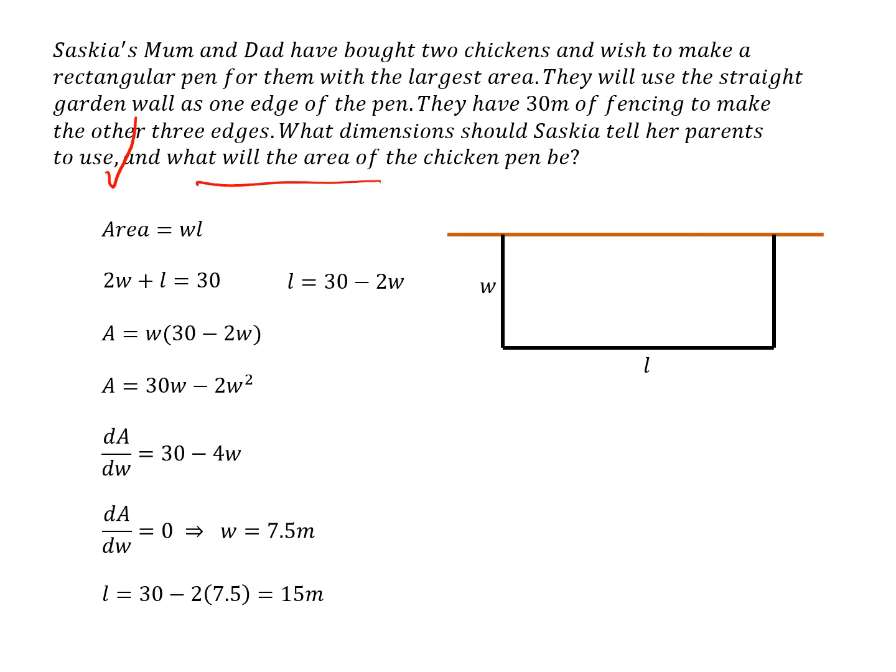What will the area of the chicken pen be? Well, the area is the width times the length, so the area is 112.5 square meters. That seems quite a lot to me. These two chickens are going to be very happy. There they are. They look very happy. In fact, they look so happy, I don't think it'll be long before we get lots of little chicks.